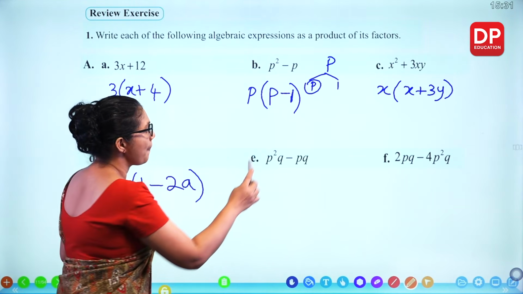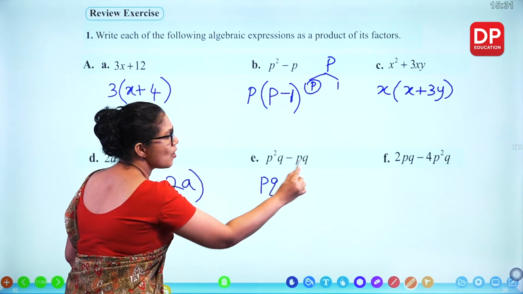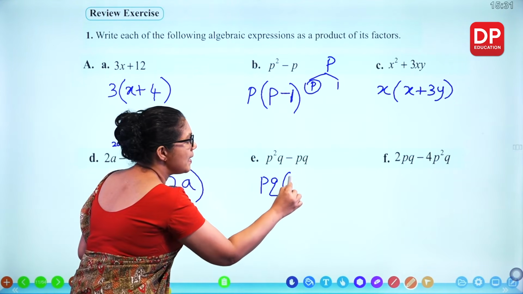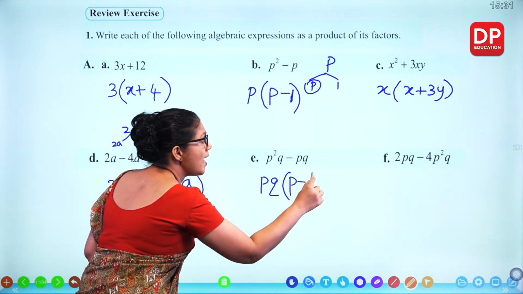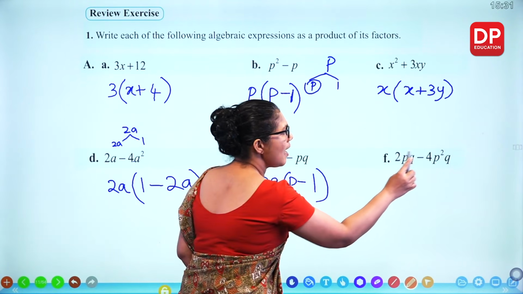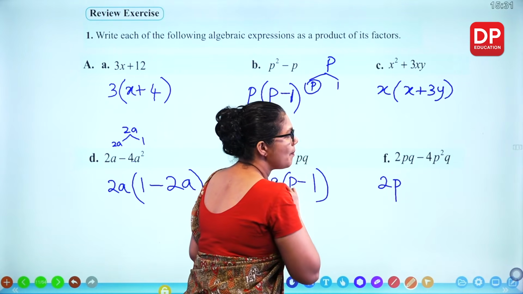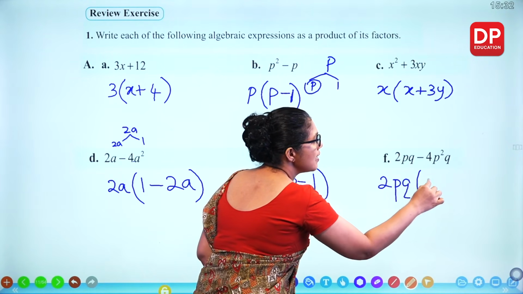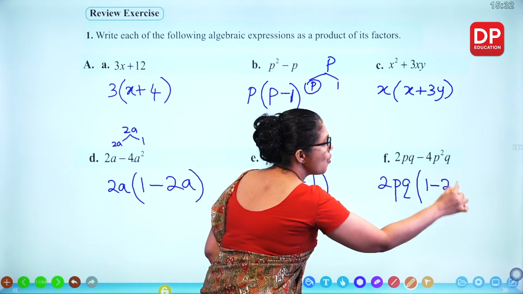Look at this one. I can see 1p is common and 1q is common to both of these expressions. So when I take 1p out, 1p is remaining. What about this one? I took pq out, so I have to write 1 there. We'll look at this question. I can see 2 is common, 1p is common and another q is common. When I take 2pq out, you get 1 minus here, you get 2, 1p there.